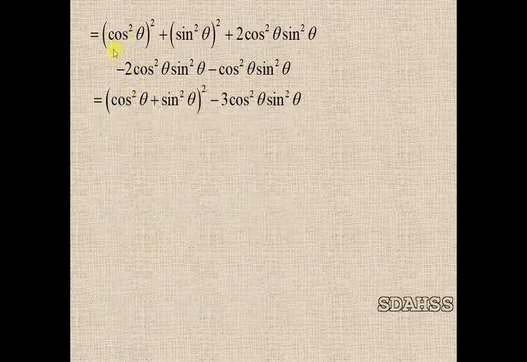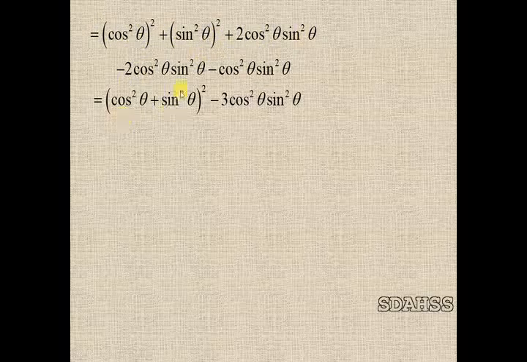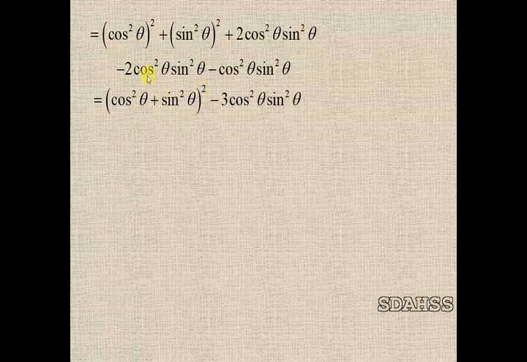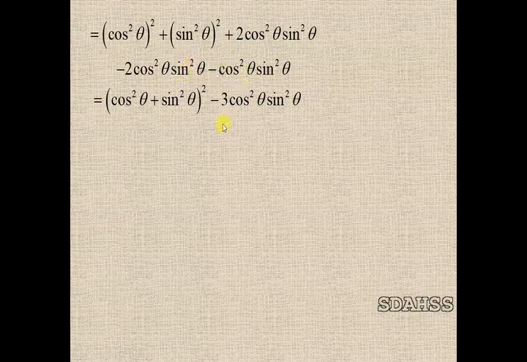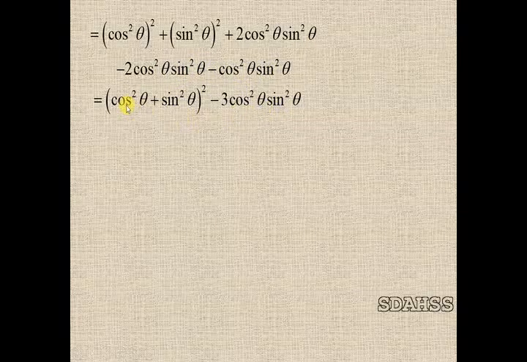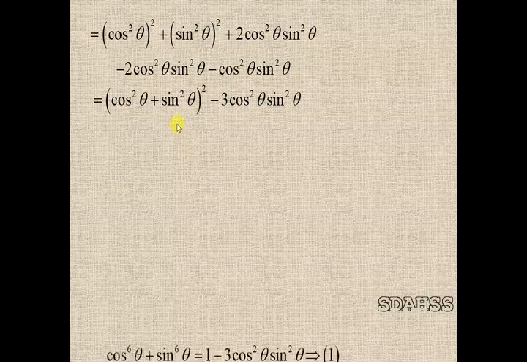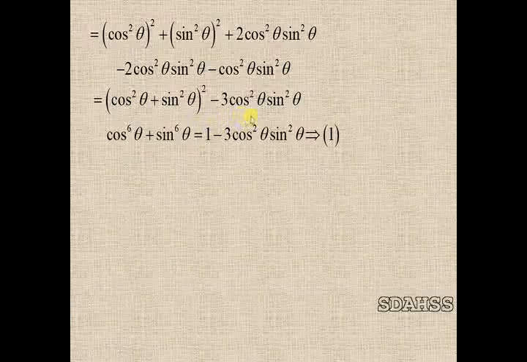Now this is the form of a square plus b square plus 2ab, so we can write (a plus b) whole square. So (cos square theta plus sin square theta) the whole square minus 2 cos square theta sin square theta minus cos square theta sin square theta is minus 3 cos square theta sin square theta. But we know that cos square theta plus sin square theta is 1, so 1 square means 1. So 1 minus 3 cos square theta sin square theta. Mark it as first equation.